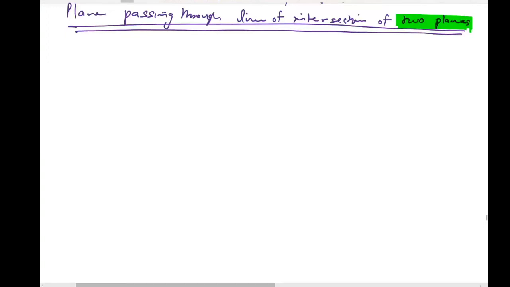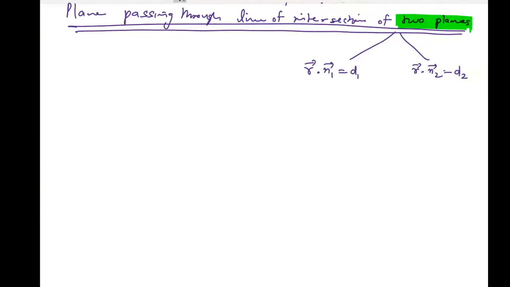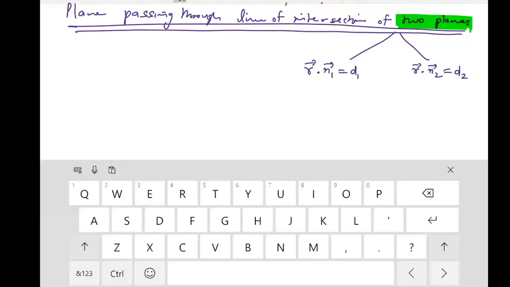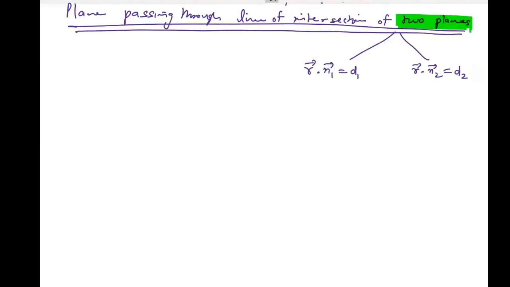Let's say two planes are given: r dot n1 equals d1, and r dot n2 equals d2. In the last class we studied about planes, and you all know any plane can be written in this form. This is in vector form. There are two planes, so we have written two planes here.